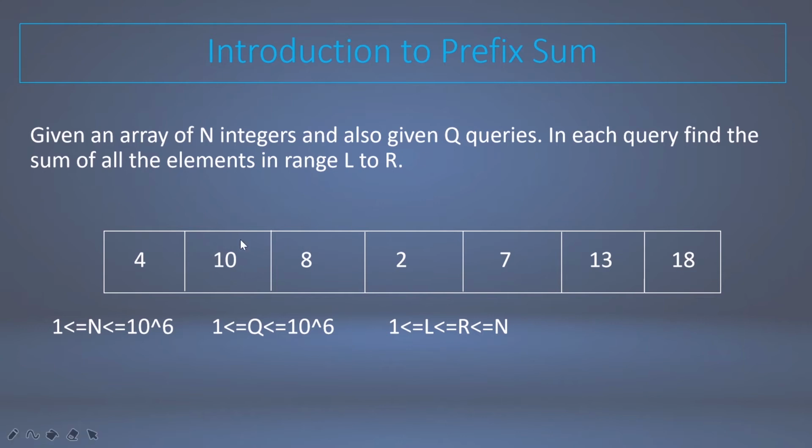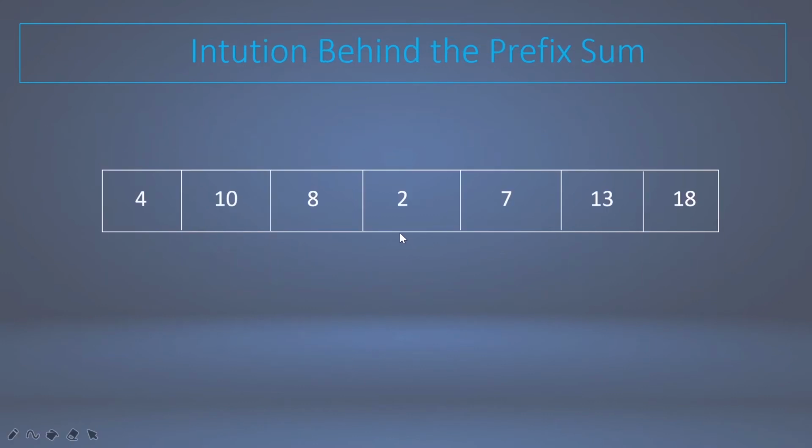You will do order of n operations in every query. So in q queries the operations will be n into q, right? So the time complexity will be n into q. So it is 10 to the power 6 into 10 to the power 6. This will be huge, right? So you will get TLE. So then what will be the optimization? How can we do better?